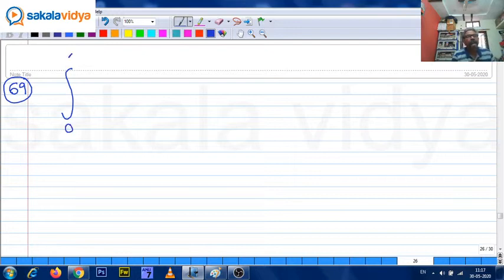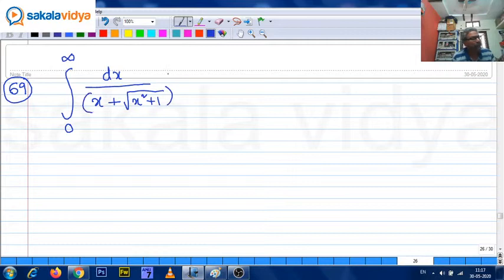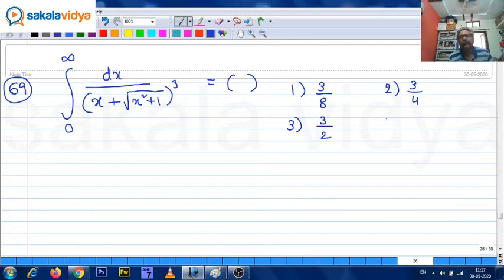Integral 0 to infinity, dx upon (x plus root of x square plus 1) whole to the power of 3 equals to: first option 3 by 8, second option 3 by 4, third option is 3 by 2, fourth option is 8 by 5. This is the problem.